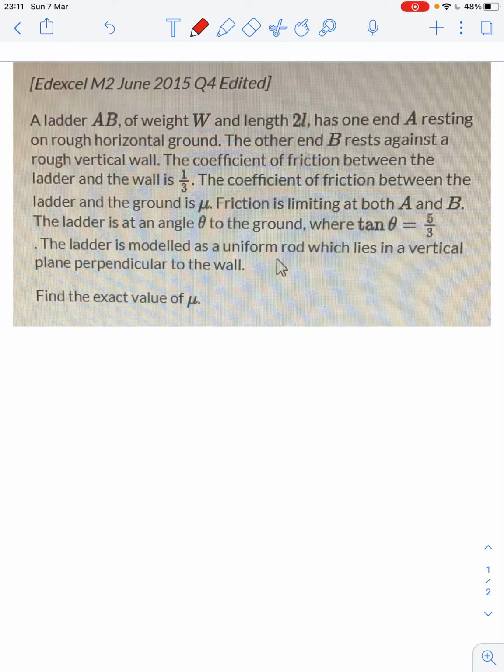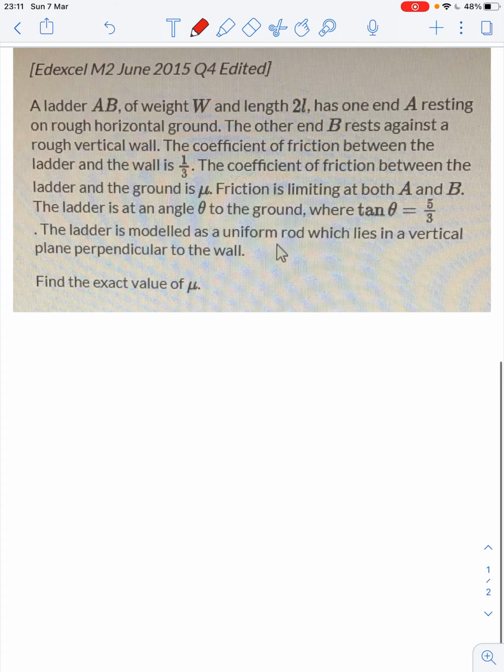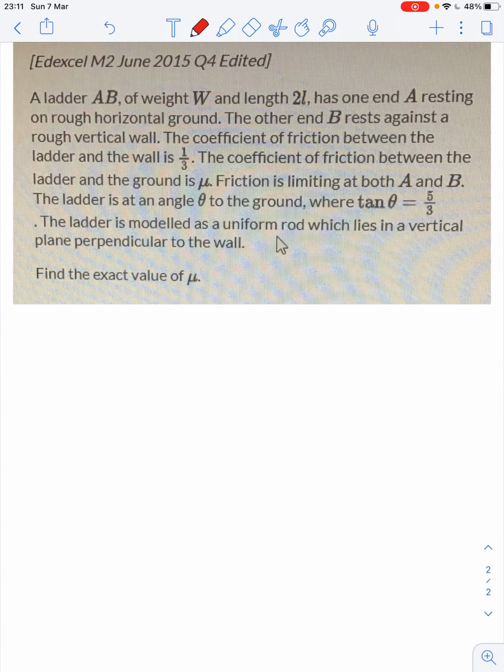Okay, Mr. Westwater here, and I'm about to go through the ladders question from M2 June 2015, question 4. So we've got a ladder, AB, so I'm going to start with my diagram.